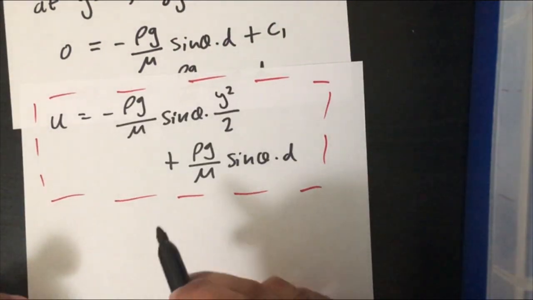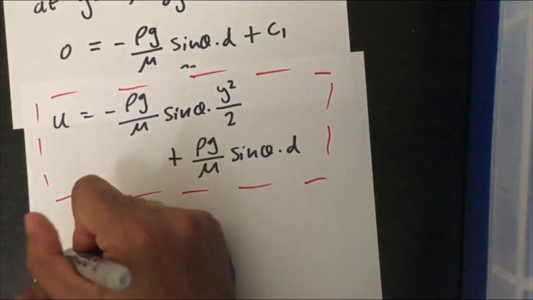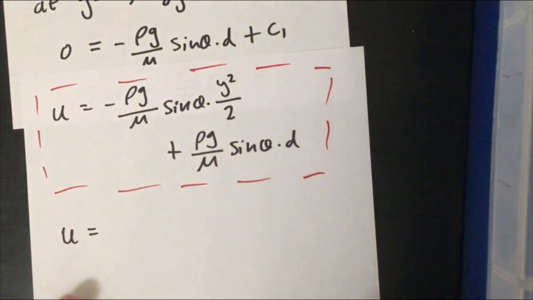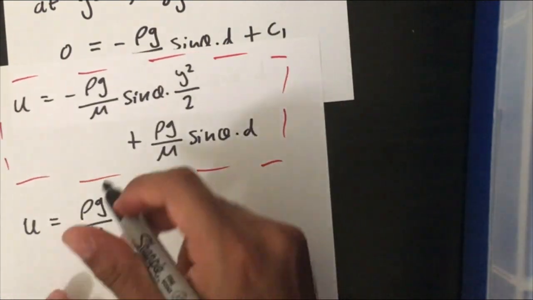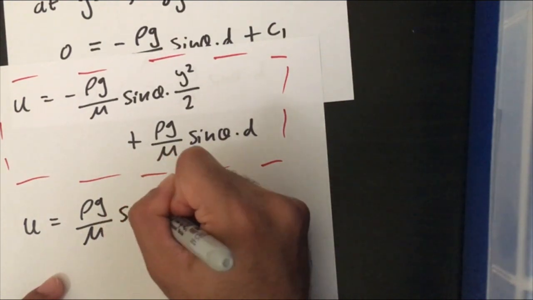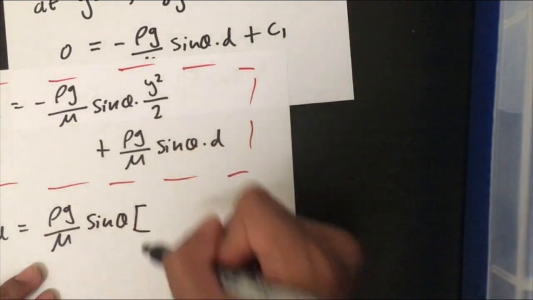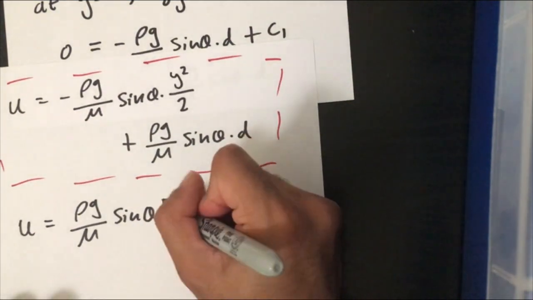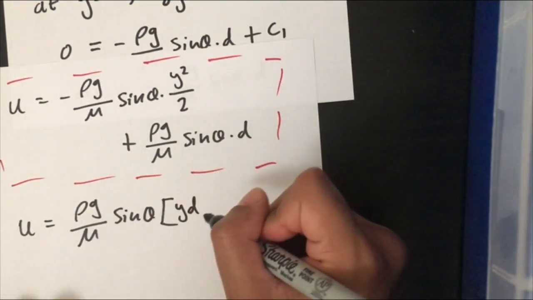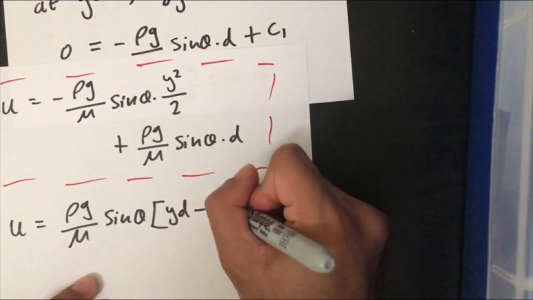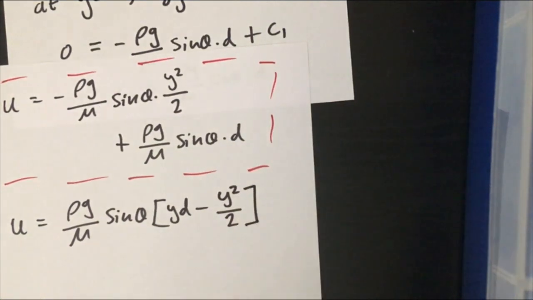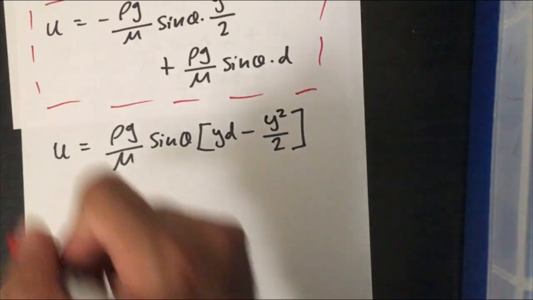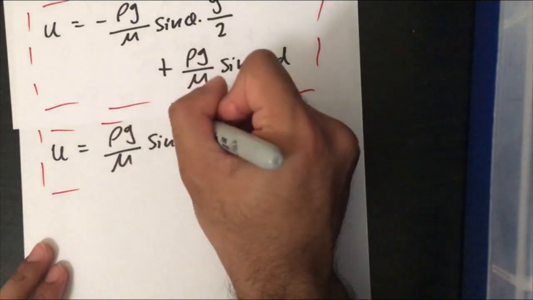We could write our equation a lot more neatly if we factorize. So we could write this as u is equal to rho g over mu sine theta, square brackets, yd minus y squared over 2, if we've done our factorizing properly. So let me put my box around this one. So this is my final equation, actually, a neater version of what I wrote before.